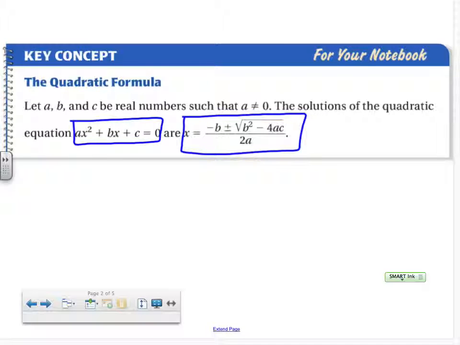X equals negative b plus or minus the square root b squared minus 4ac all over 2a.